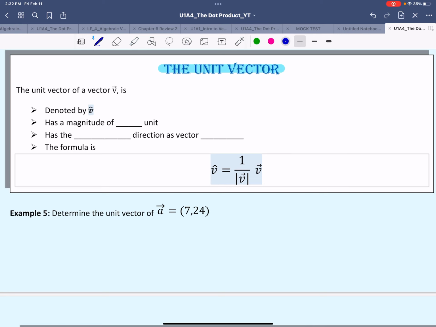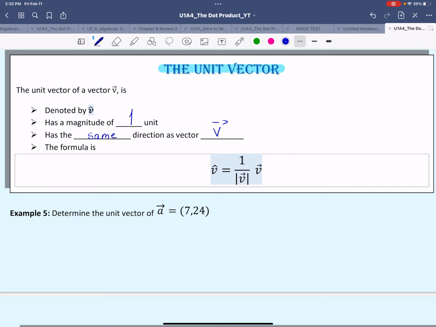To start with, a unit vector of some vector v is indicated by the same letter v, but then we use a different symbol for the unit vector, which is in the form of a tiny little hat on top of it. Very often it's overlooked, and sometimes for unit vectors a simple arrow is used. Now, a unit vector has a magnitude of 1 unit, and it has the same direction as the vector itself.